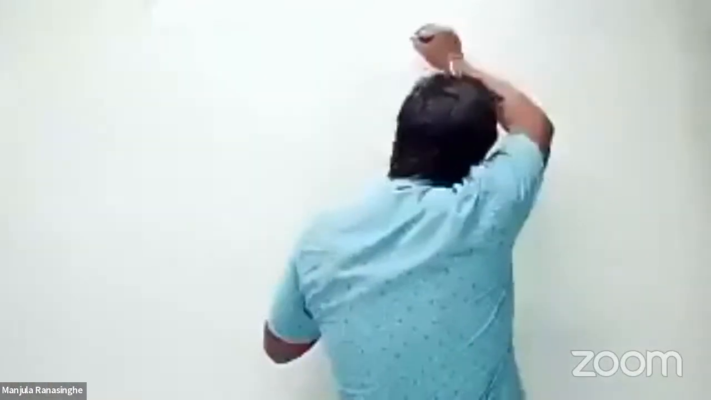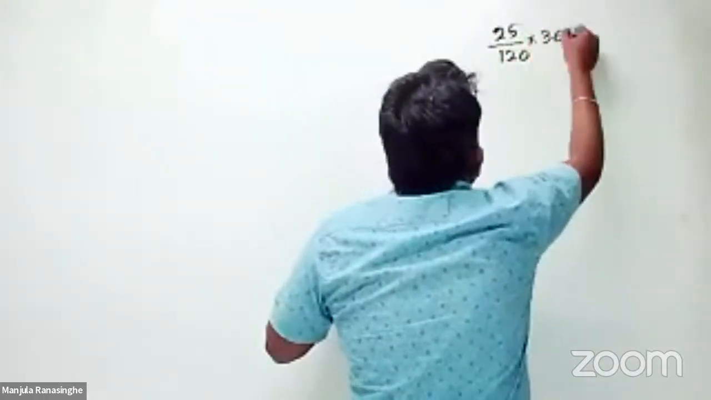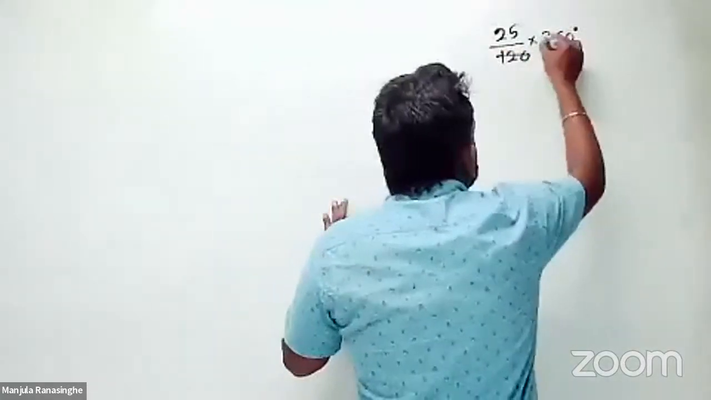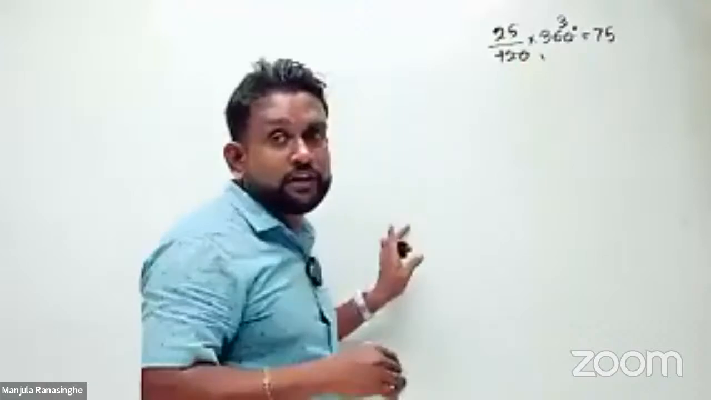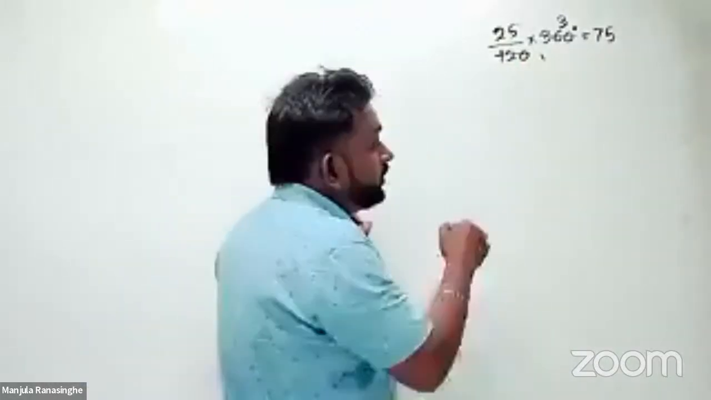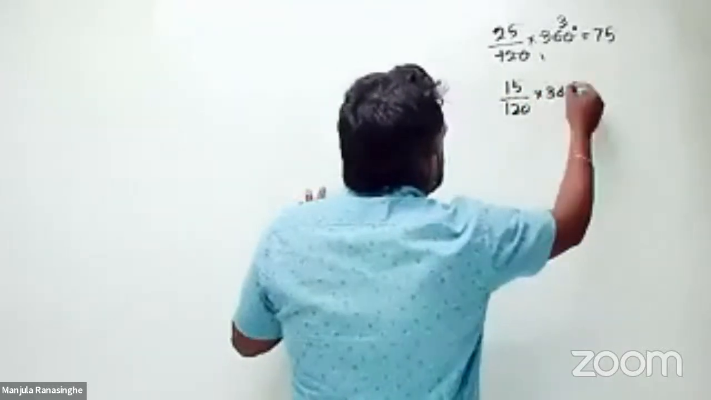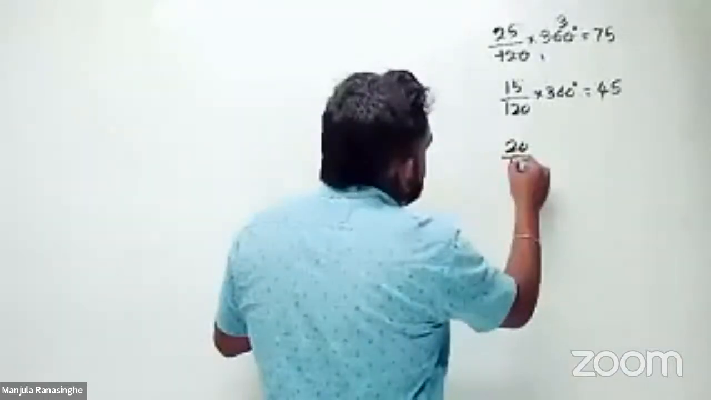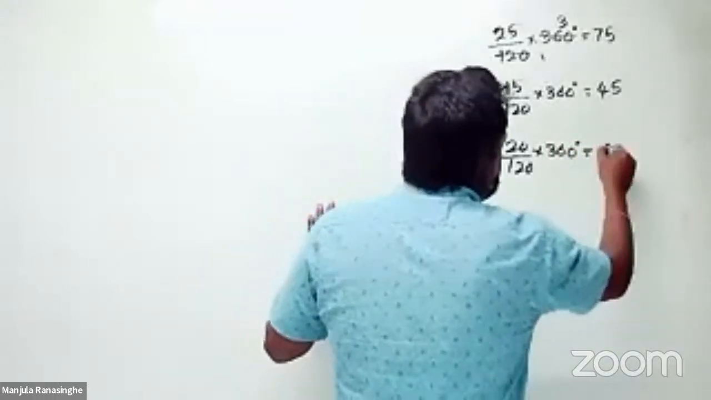So that is without driving license, 25 upon 120 into 360. Okay, take the angle, so 75. Then we have the speed limit, 15 upon 120 into 360, and similarly 3 into 15, 45. Then here 20 upon 120 into 360, that gives you 3 into 20, 60.